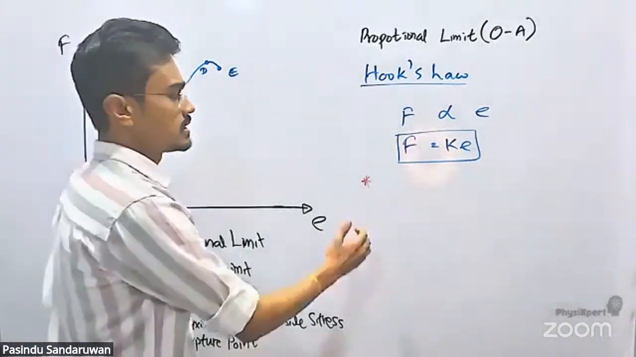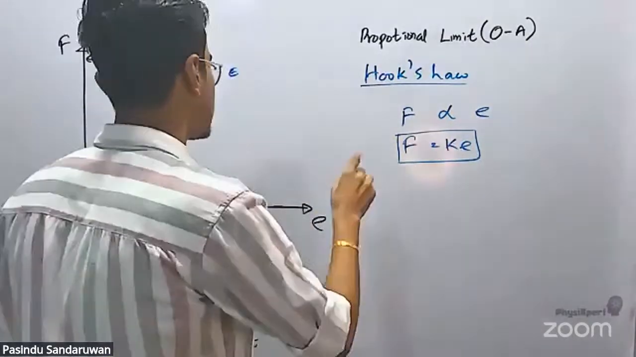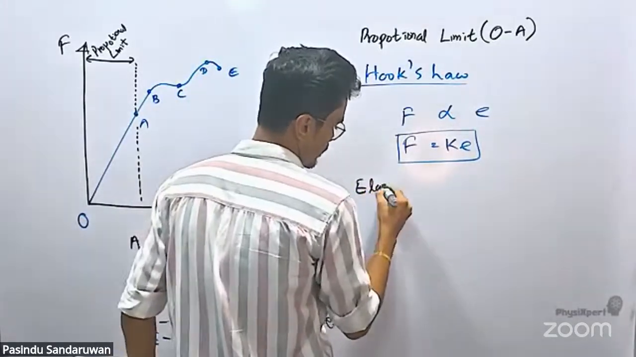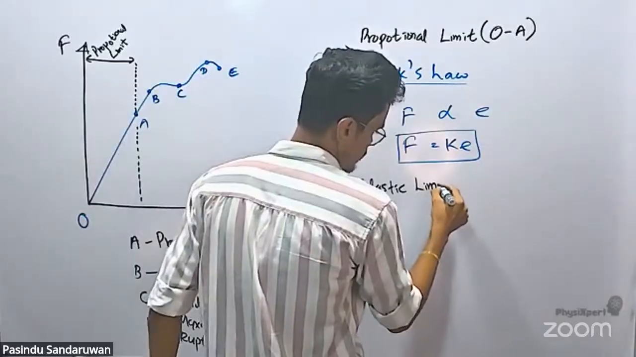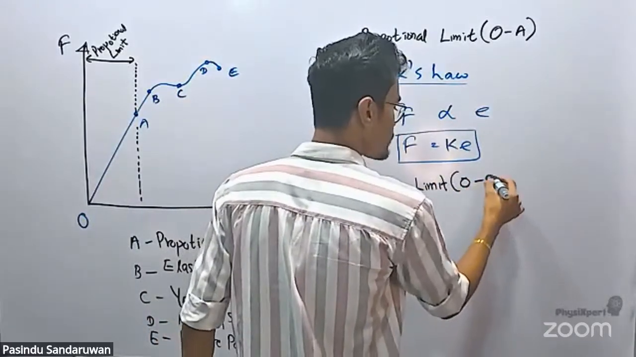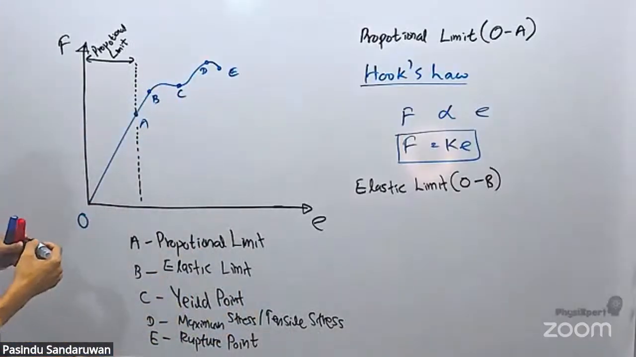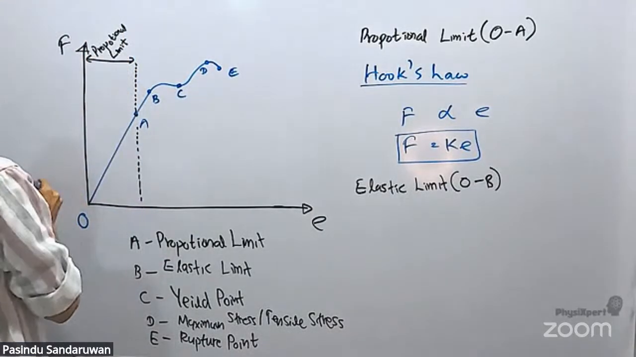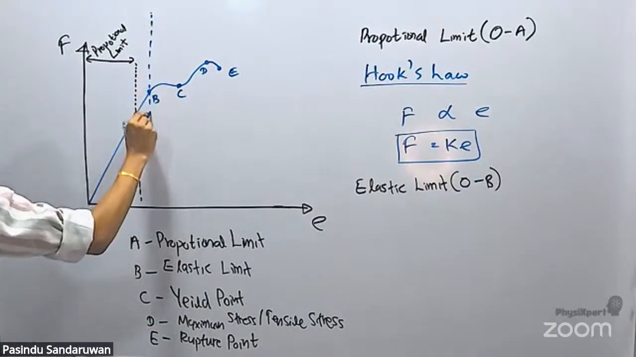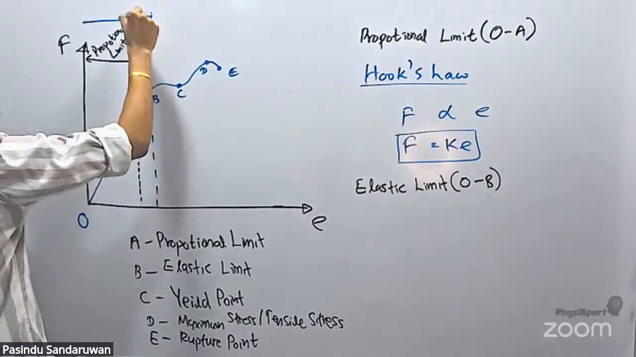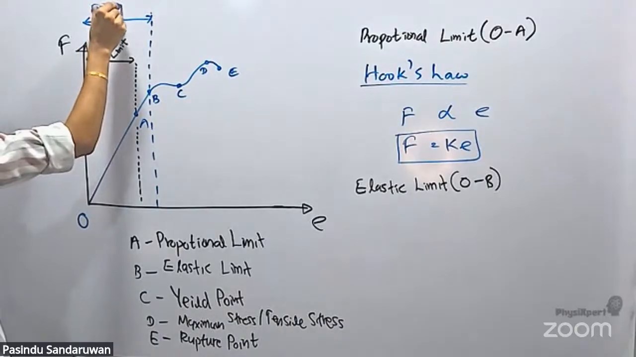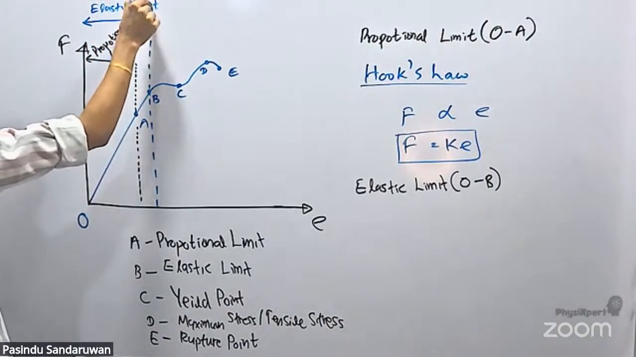Right. Let's move on. As the next heading, write down elastic limit, that is OB. Within brackets OB. Now let me mark elastic limit on here itself again. Elastic limit is all the way from here to B, like this. This is called elastic limit.